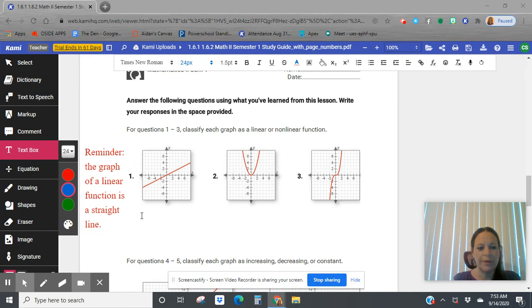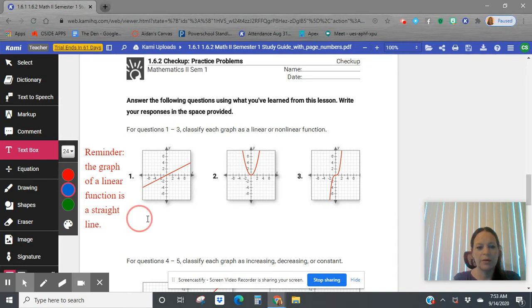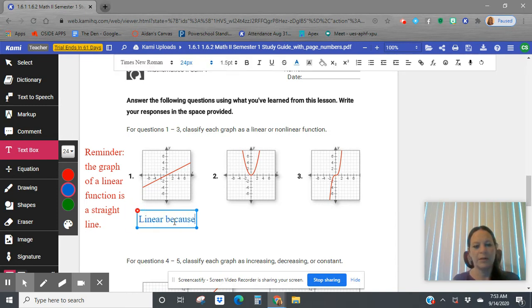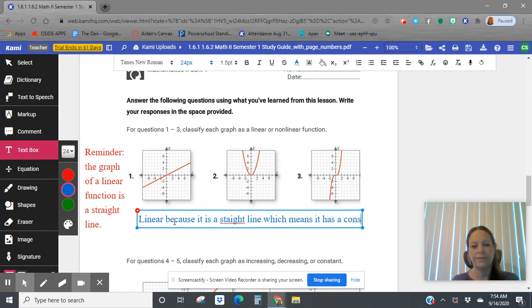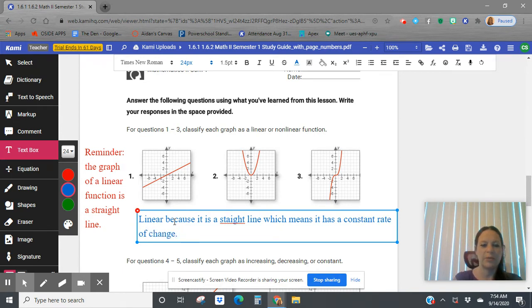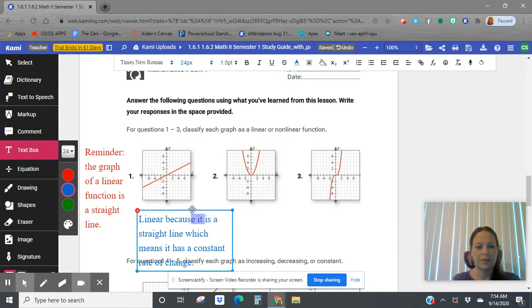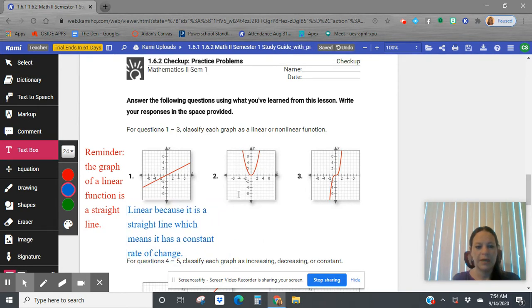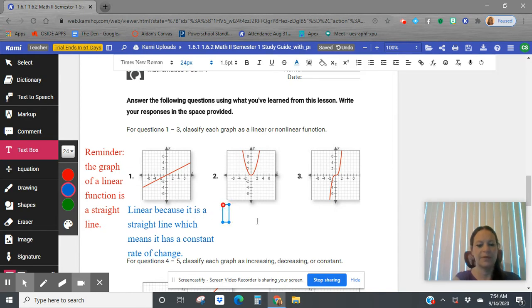So when we look at this first one, here is our straight line. We can say that it is linear because it is a straight line, which means it has a constant rate of change, and that's what defines linear. The second one is a parabola. This is nonlinear because it is not a straight line.